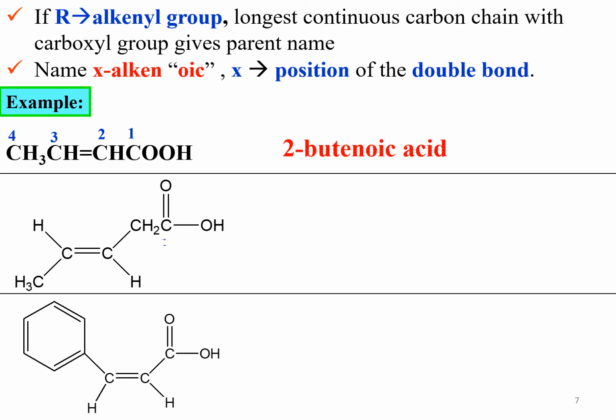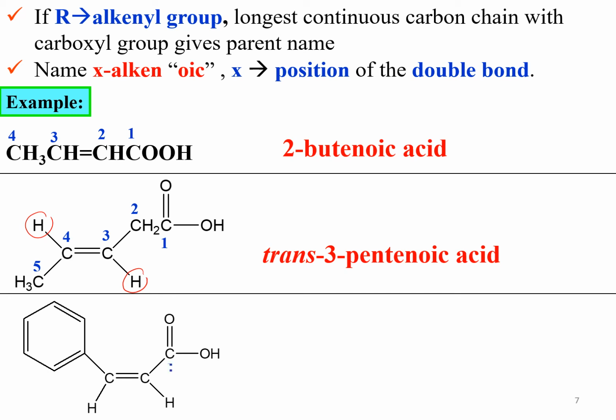Look at the second example. 1, 2, 3, 4, 5. So we have 5 carbons as a parent chain, and we have a double bond at carbon 3. So you can see here, trans-3-pentenoic acid. What is trans? Because here you can see it's the trans form.